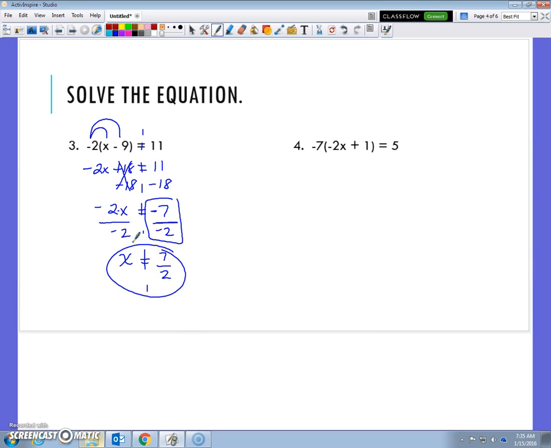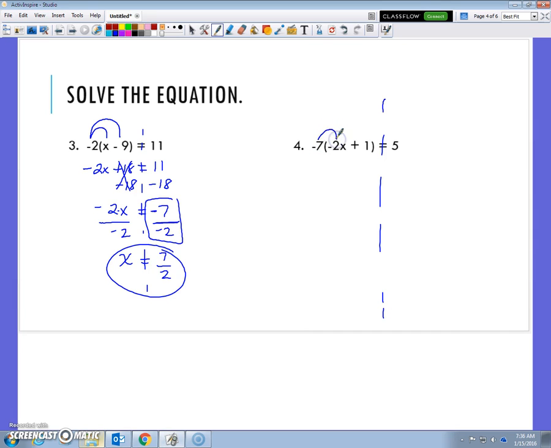All right. Don't get flustered if you see that 7 divided by 2 doesn't work out evenly. Just use that fraction just the way you wrote it, 7/2. Okay, you don't need to change it to an improper or a mixed number. It's fine the way it is. Let's take a look at number 4 here.